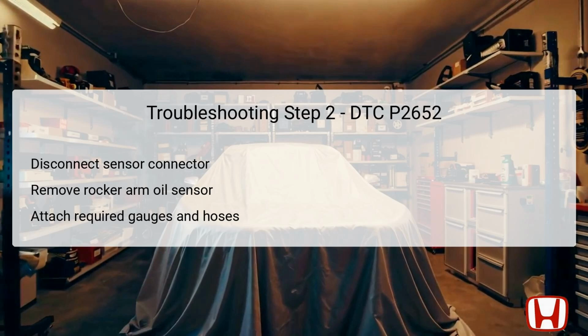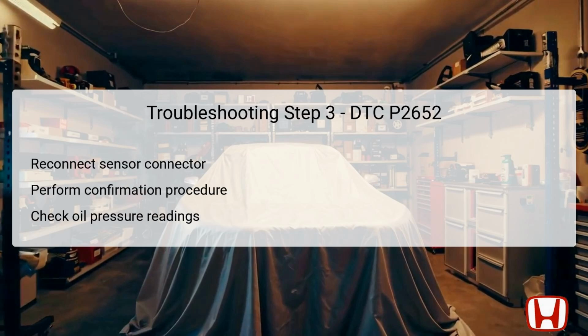After removal, attach the necessary pressure gauges and hoses to the sensor location. This includes the oil pressure hose, pressure gauge adapter, AT pressure adapter, and AT pressure test hose, all needed to accurately measure the oil pressure in this area. These preparations are vital for ensuring that the readings taken later reflect the actual oil pressure accurately, facilitating effective diagnosis.